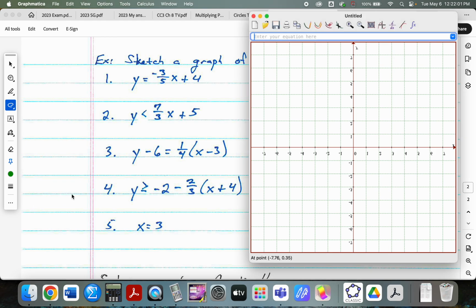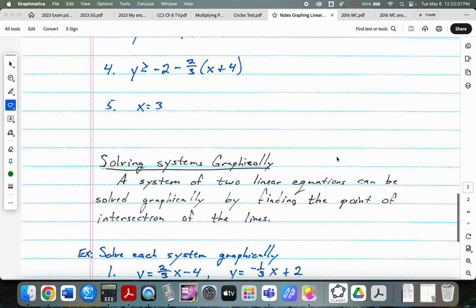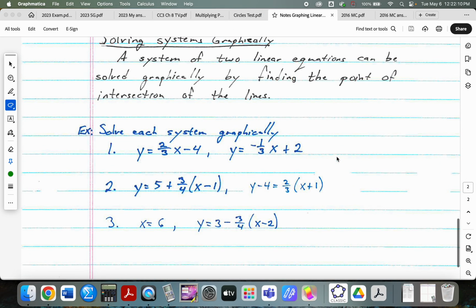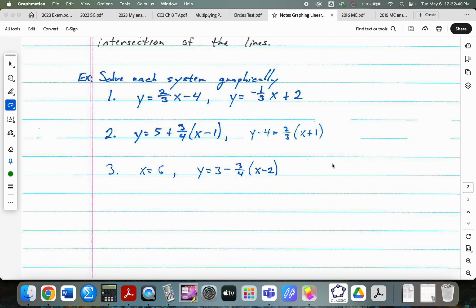Now let's talk about solving systems graphically. You've done this before. You did this in pre-algebra. So if you've got a system of linear equations, one of the ways that you can solve it, and we did systems earlier this year, right? We did solving them by substitution. We did solving it by elimination. Lots of different things you can do, but you can also solve it by graphing. So let's take a look at these. Basically, you just graph them and see where is the intersection.